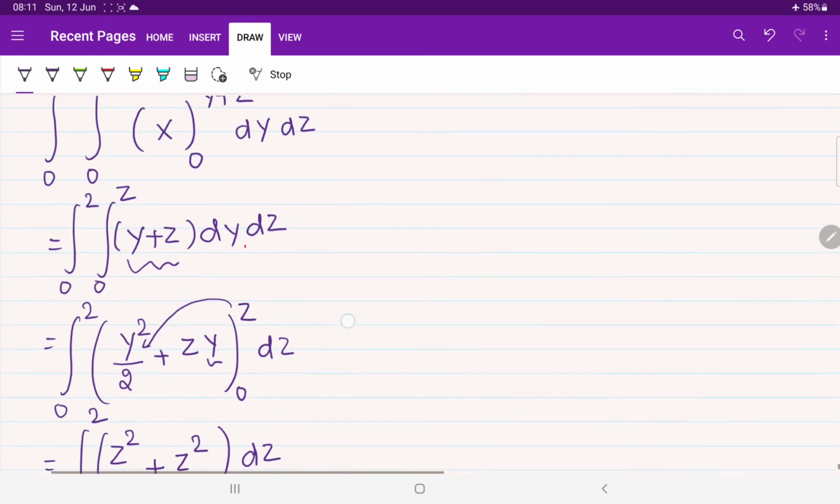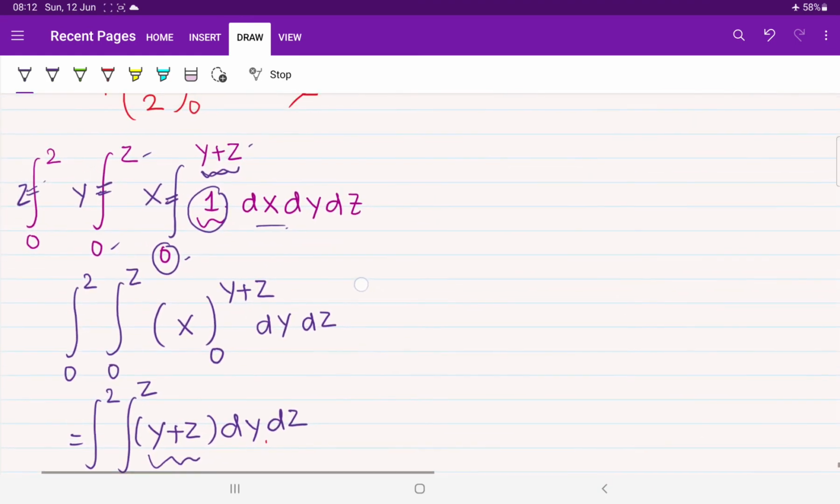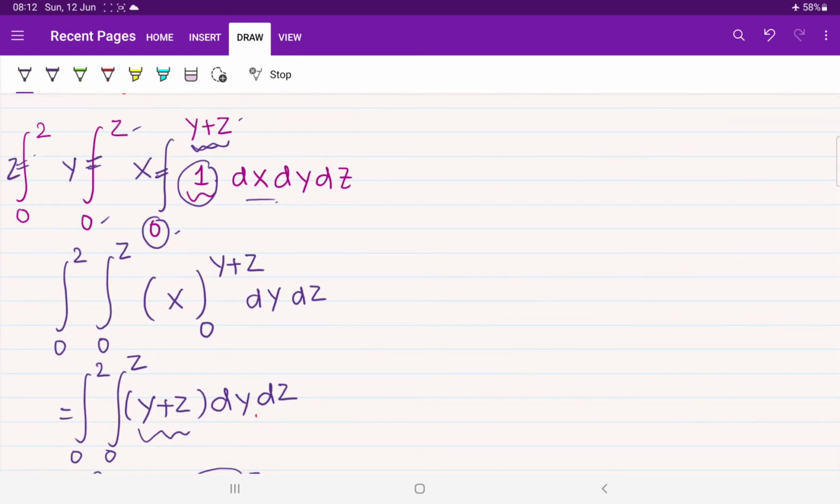This is how we do the triple integration when the limit has been specified in terms of variables. Here, the integration variables and the limit variables are the same. In that case, it is very important to observe with respect to whom we have to start the integration first and with respect to whom we have to finish the integration, so that you will get the complete value.